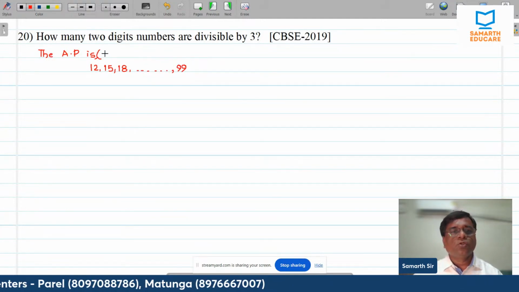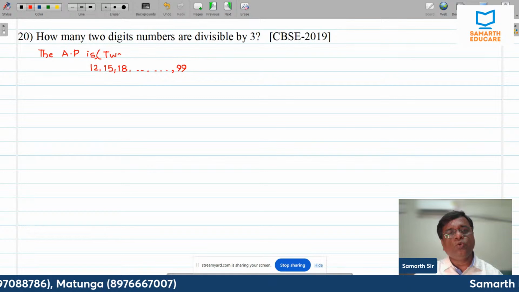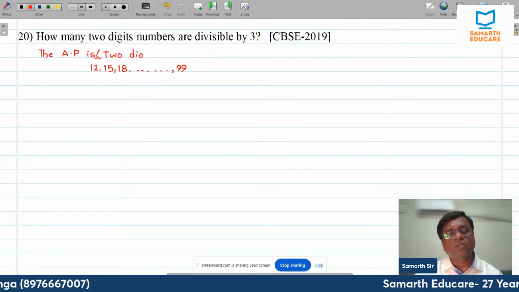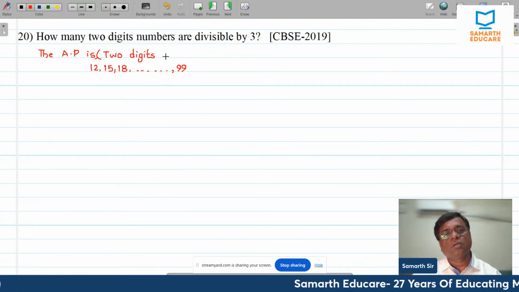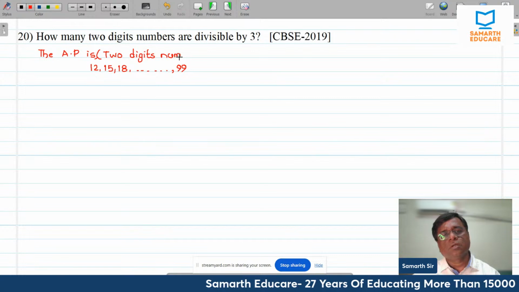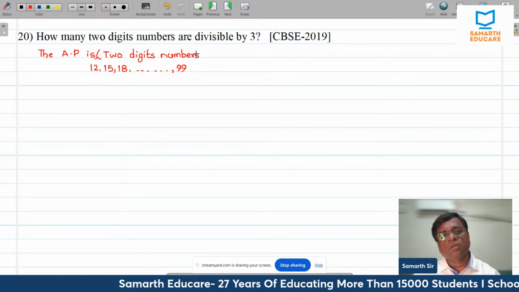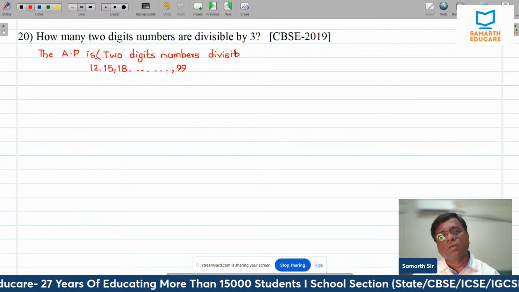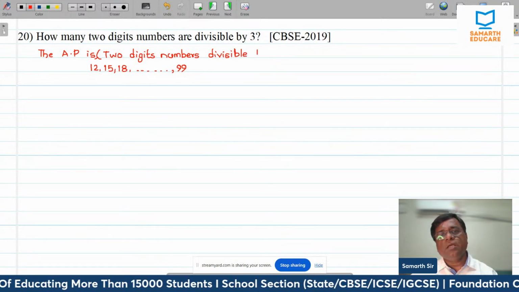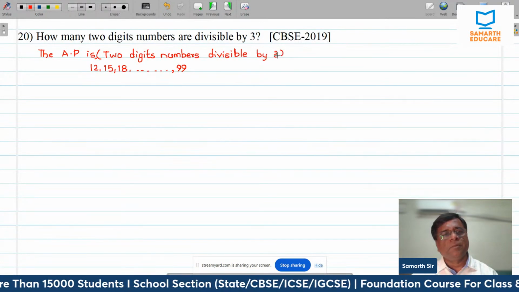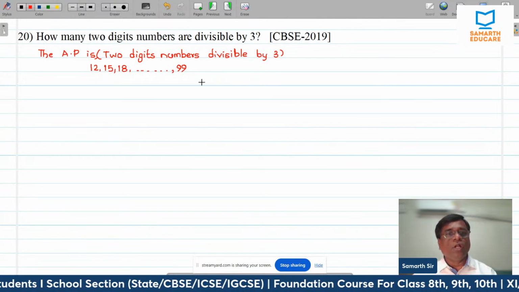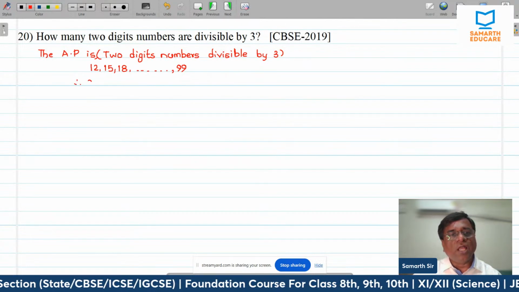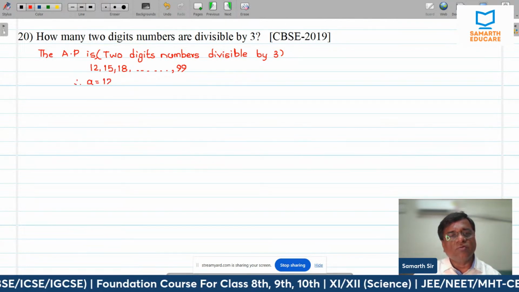right? So the AP here is the 2 digit numbers divisible by 3. This is something we are finding out. All right. So now your value of A is 12.